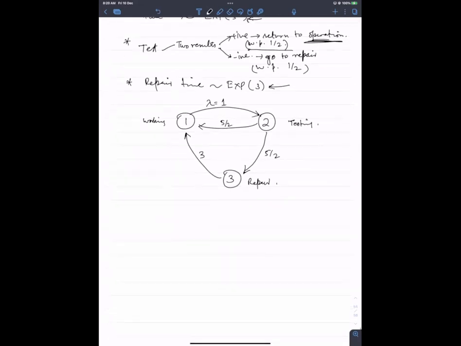So if you try to find the stationary distribution, our interest is in finding the stationary distribution or limiting distribution. Hamne ye find out karna hai, kitna percentage of time state 1 mein guzarta hai, kitna percentage of time state 2 mein guzarta hai, kitna percentage of time state 3 mein guzarta hai. And we know that lambda 1 is equal to 1, lambda 2 is equal to 5, and lambda 3 is equal to 3. We can draw the DTMC. This is not the DTMC figure. This is not DTMC. Why is this not DTMC? Because the transitions are not probabilities.